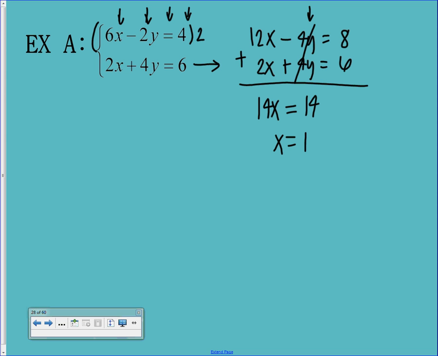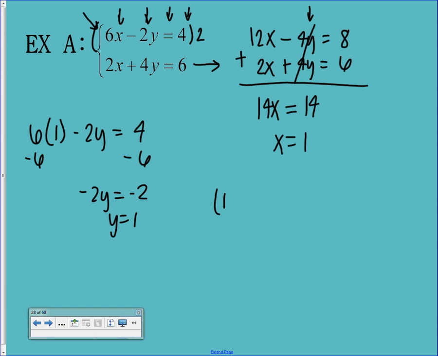Just like before, we need an ordered pair, so I also need my y value. So I'm going to go ahead and plug in my x value of 1. I now have 4 equations. It does not matter which one I pick, so I'll just go ahead and pick my first equation to keep it simple. So I've got 6 times 1 minus 2y equals 4. So I'm going to subtract 6 from each side. So I've got negative 2y equals negative 2. So y equals 1. So my ordered pair here is (1, 1).